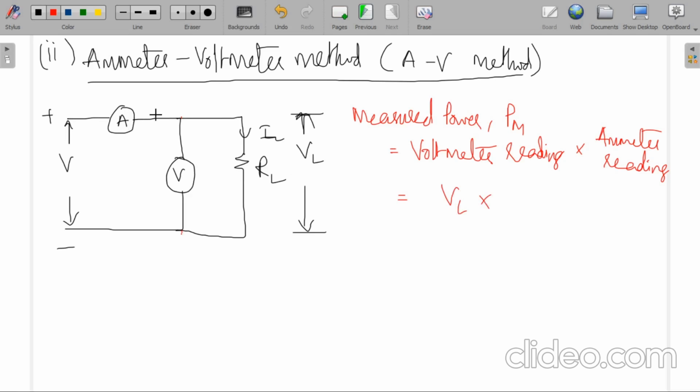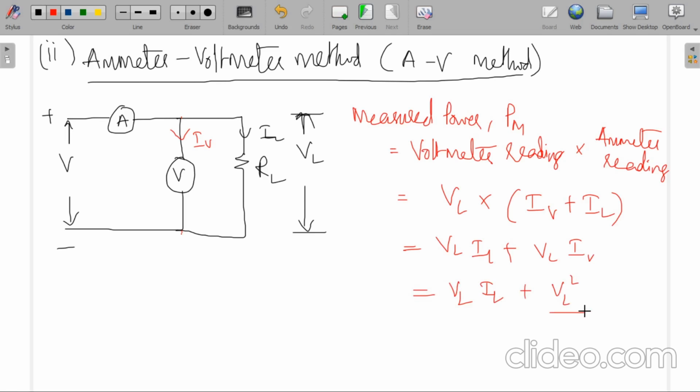What does the ammeter read? It reads the current flowing through the load as well as the current flowing through the voltmeter. Let IB be the current flowing through the voltmeter. Then the ammeter reads the voltmeter current plus the load current, so the measured power is VL IL plus VL into IB, which equals VL IL plus VL square by RV.